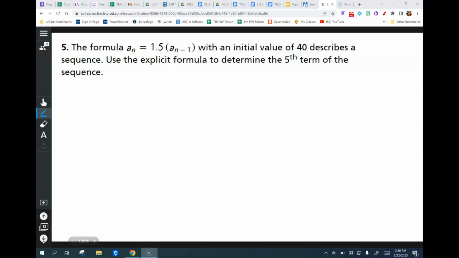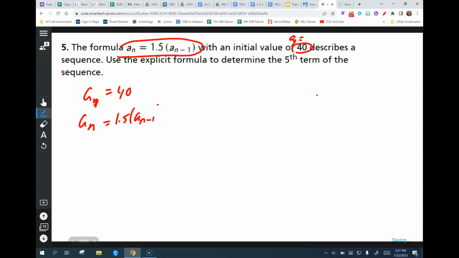Back to your book on page 129, example number 5. The formula A sub n is equal to 1.5 times A sub n minus 1 with an initial value of 40 describes a sequence, okay? Use the explicit formula to determine the 5th term of this sequence. So what they did is they gave us A sub 1. A sub 1 is equal to 40. And here's my A sub n, right? So that's my recursive formula. And so A sub 1 is equal to 40, and A sub n is equal to 1.5 times A sub n minus 1.